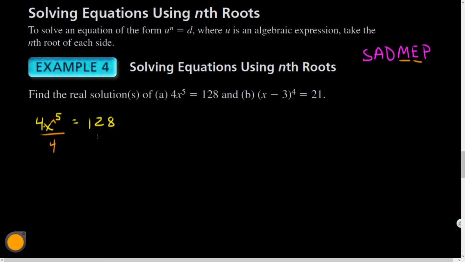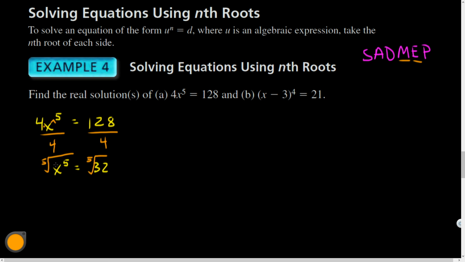So to solve this equation, I'm first going to divide both sides by 4. And so I'll have x to the 5th equals, what do you know? It's 32. And now, the inverse operation of raising something to the 5th power is taking a 5th root, right? So just like the inverse operation of multiplying by 4 was dividing by 4, now the inverse operation is 5th rooting.